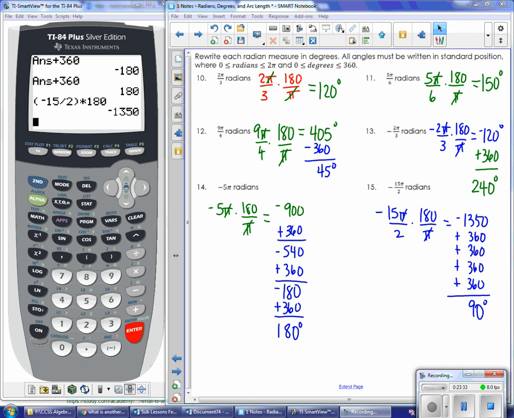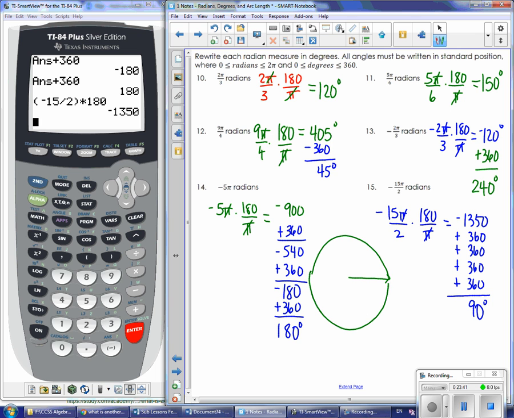Because basically, all this is negative 5 pi. If this is my standard position, this is 1 pi. If I go all the way around, that's 2 pi. If I go here, that's 3 pi. If I go around, that's 4 pi. So 5 pi ends right here. So it forms a straight line. So it makes sense that 5 pi is equivalent to 180. And I actually might have gone in the wrong direction because since our angle was negative, I should have actually been going like this.